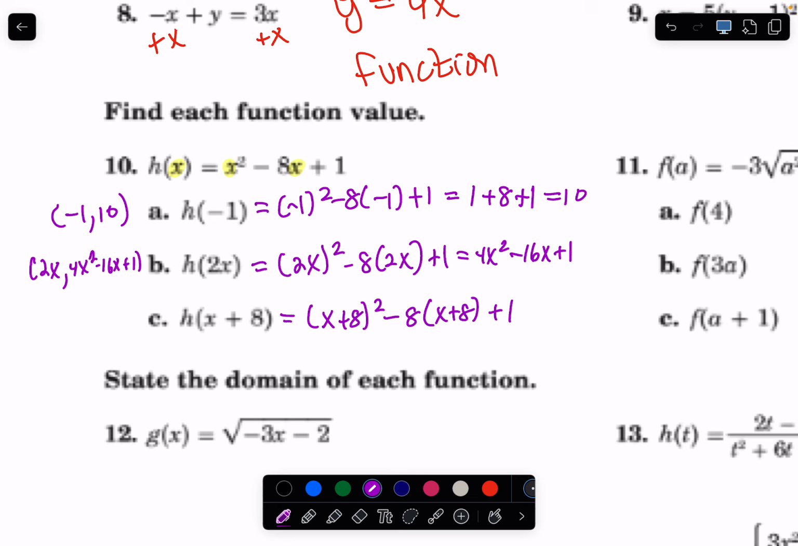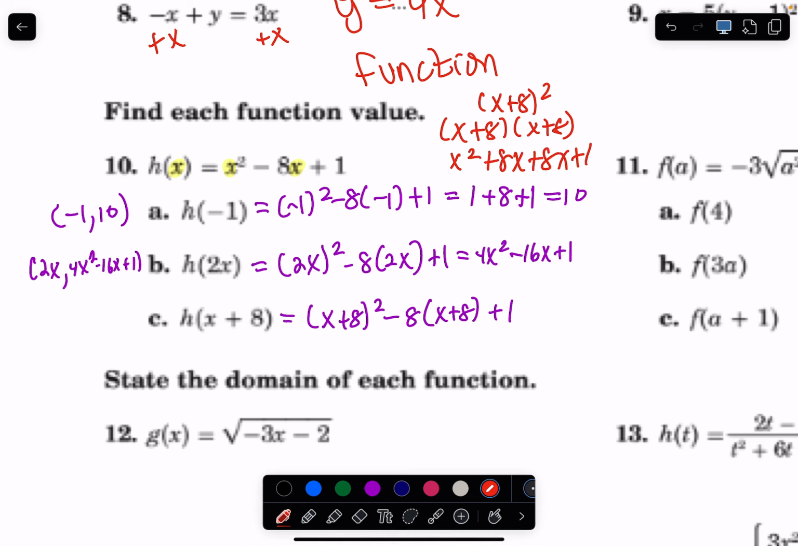So remember, (x plus 8) squared means x plus 8 times x plus 8, okay? And if we distribute, we get x squared plus 8x plus 8x plus 64. Or you might recall there is a binomial rule that if you're squaring a binomial, it's the first term squared plus 2 times the product of the two terms plus the last term squared. So if we simplify it up, that's x squared plus 16x plus 64.